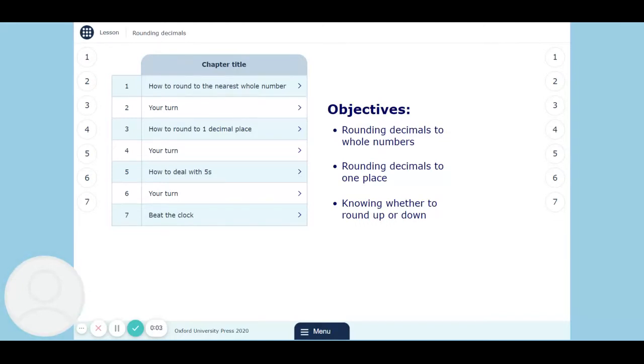So today we're going to look at rounding decimals. We're going to look at rounding decimals to whole numbers, rounding decimals to one decimal place, and knowing whether to round up or down. I'm going to talk you through the MyMaths lesson, and then you can have a go at the MyMaths homework. I'll also do a little video on the MyMaths homework, how to do that, because some people might need a little bit of extra support.